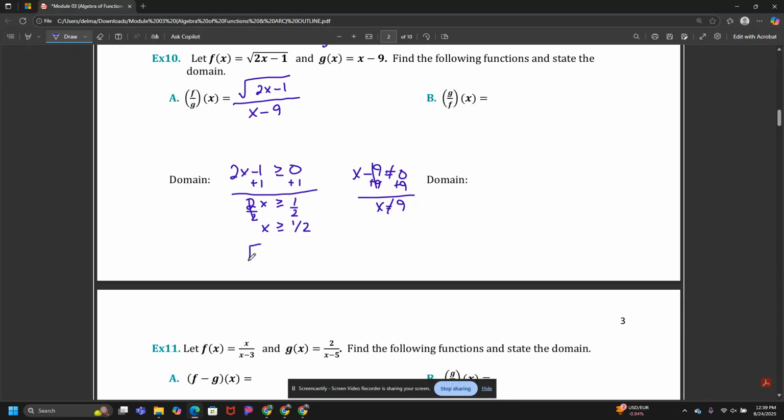So our domain would start at 1/2, because that's what we found for our top half. It can go to 9 with a parenthesis. It cannot include 9. But we can then go from 9 to infinity, because the only thing the bottom can't be is 9. Okay, so that's our complete domain. You kind of have to bring those two together.